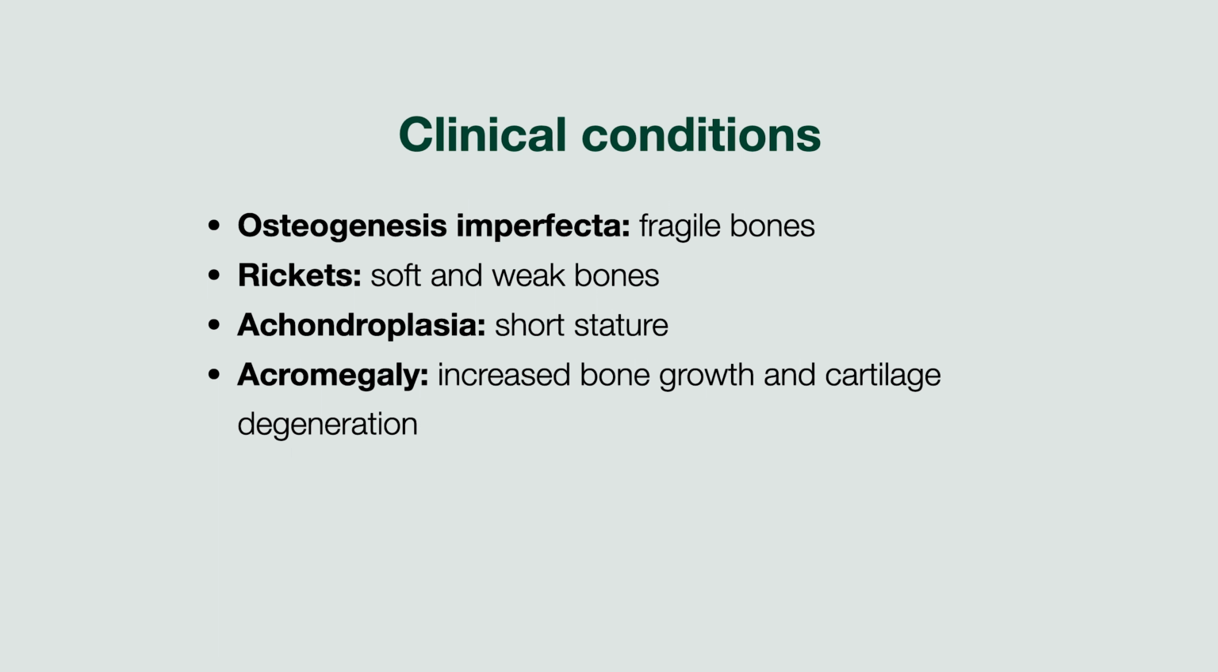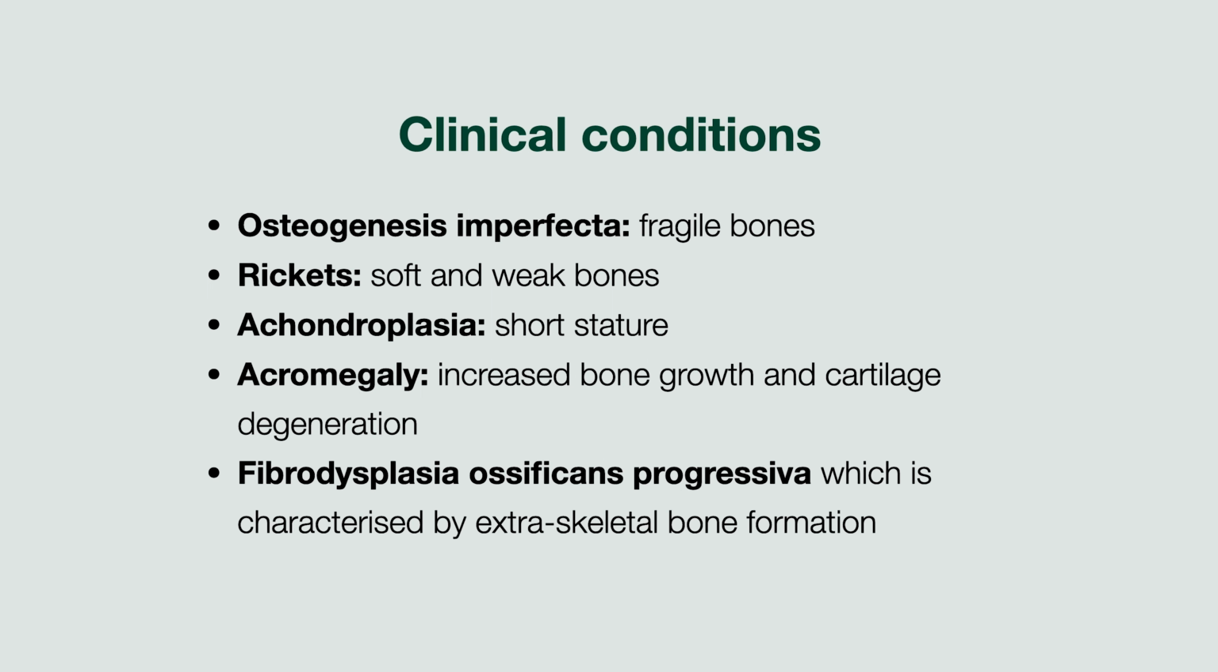Acromegaly, which is a condition characterized by increased bone growth and cartilage degeneration due to increased growth hormone and insulin-like growth factor. And fibrodysplasia ossificans progressiva, which is characterized by extraskeletal bone formation. In other words, where one would expect to find soft tissue, bone forms.